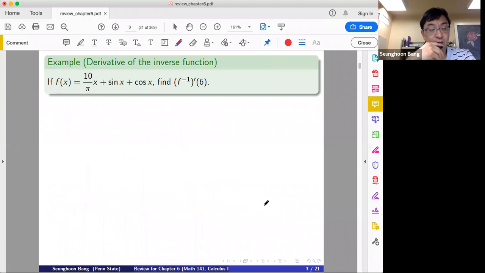The second one. The function f of x is given. You need to find the derivative of the inverse of f at 6. So how can you solve this problem? You can use this rule. Remember this one? The function f is 1-to-1. What is the derivative of the inverse function at a? We have this formula: 1 over f prime of f inverse of a. This is the idea.